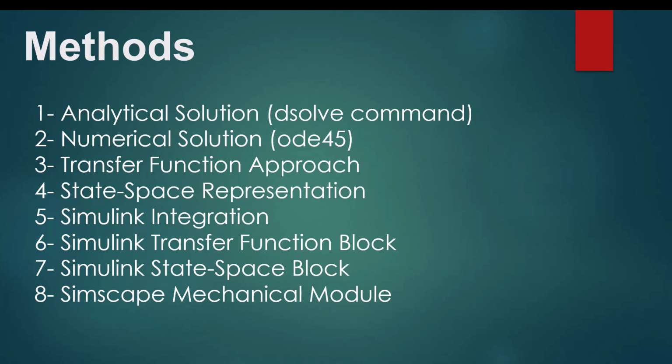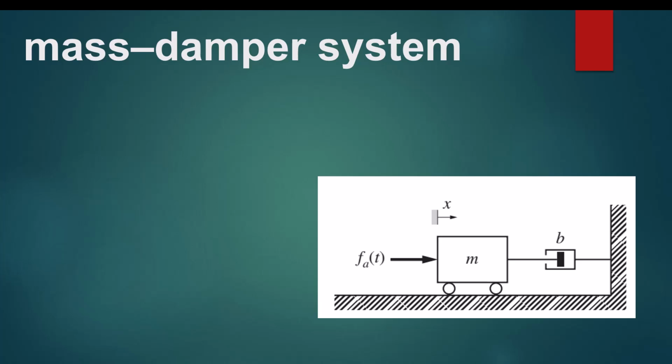So I'm going to start with defining the problem. It is a mass damper system. As you see here, there is no spring. And this mass is initially at rest and it is subject to an external force. Fa is the external force. It is a function of time.